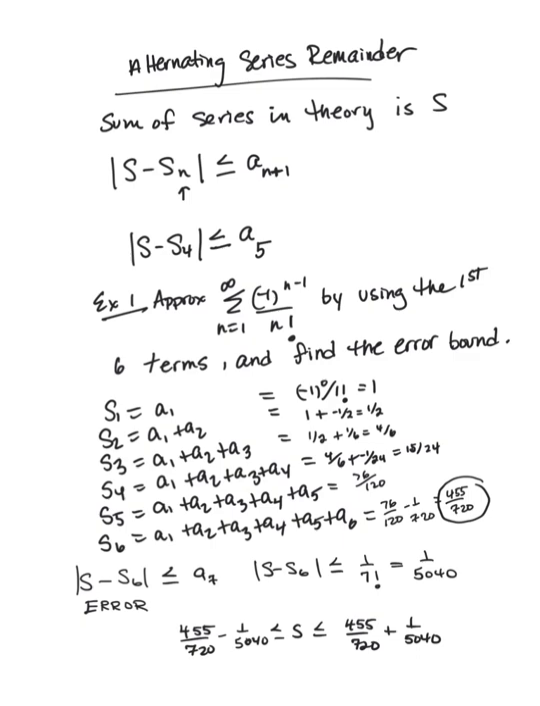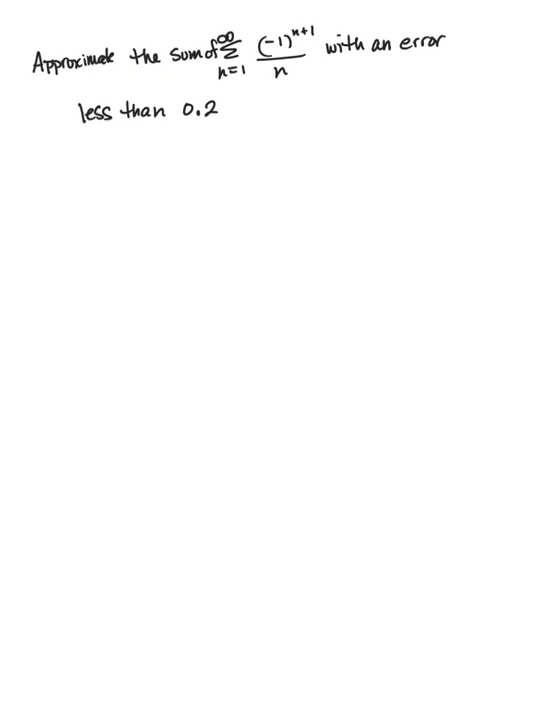How are they likely to ask this question on the AP exam? Well, they could just ask it like this. Something else they love to do is ask you to approximate a sum with an error less than something. Let me show you what I'm talking about. Copy down this problem: approximate the sum of the alternating series with an error less than 0.2.